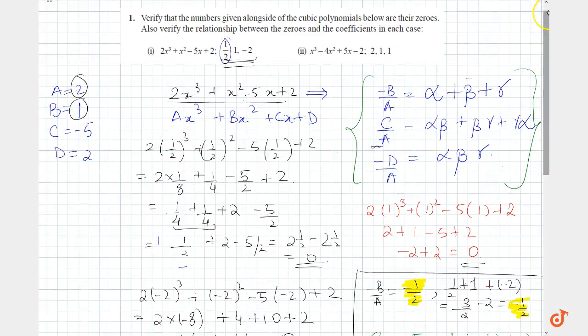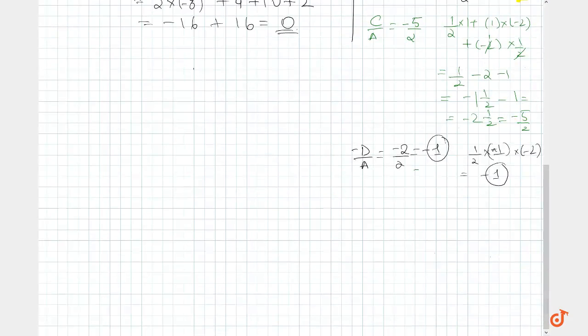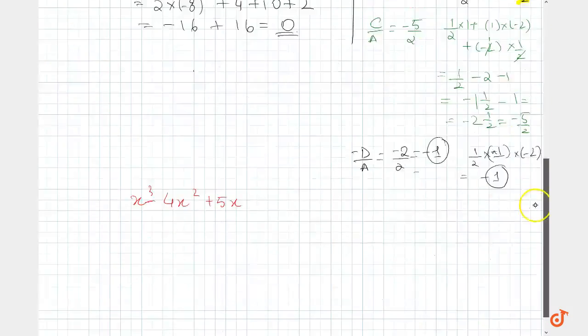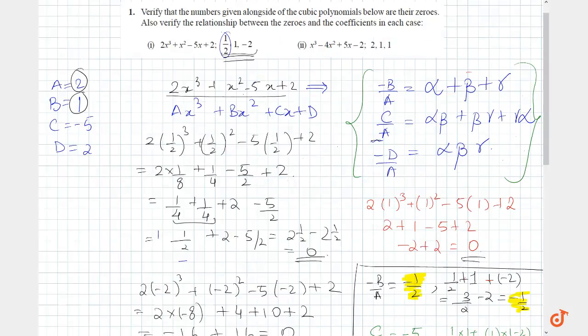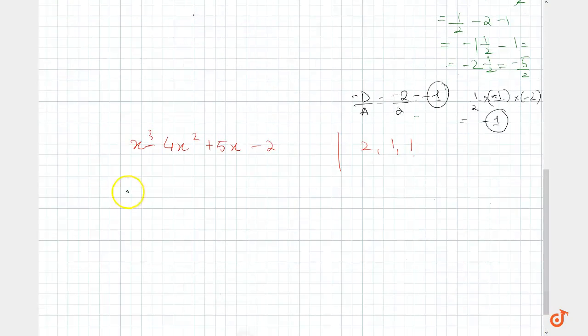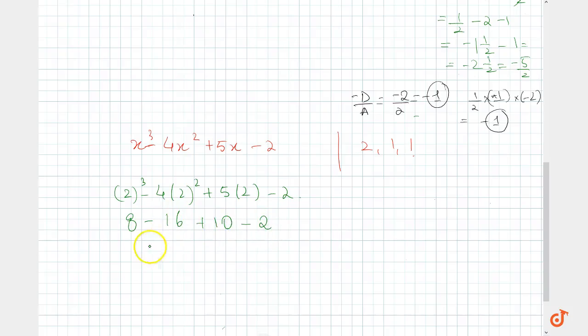Now the next question that we are looking at is x cube minus 4x square plus 5x minus 2. So let me write this over here. X cube minus 4x square plus 5x minus 2. And we are looking at 2, 1, 1. Okay? So let's put 2 first of all. So 2 whole cube minus 4 into 2 whole square plus 5 into 2 minus 2. So 8 minus 16 plus 10 minus 2. So this is equal to 0. So this is a root.